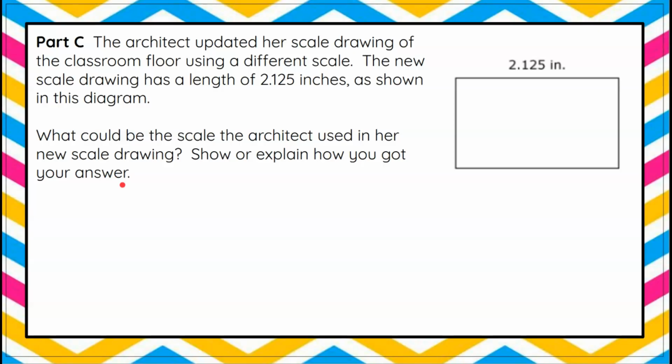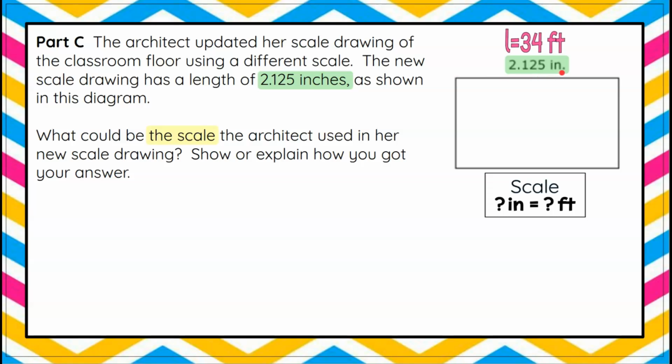Good luck. Welcome back. So we're finding the scale that the architect used. So now we have to put in these inches to feet. We're told 2.125 inches is the length of the classroom. But we want 1 inch to how many feet? We need to remember that these 2.125 inches represent an actual 34 feet in length of the actual classroom we did in the previous part.